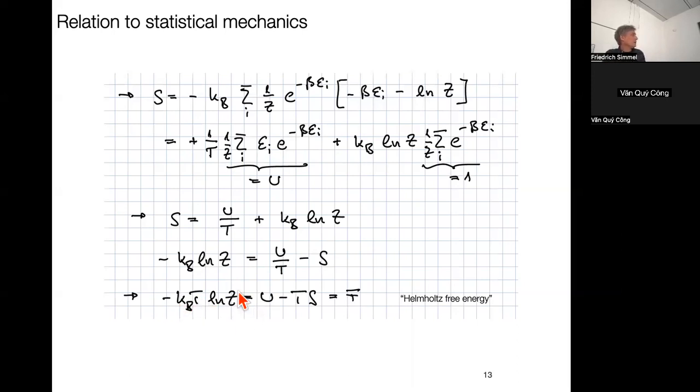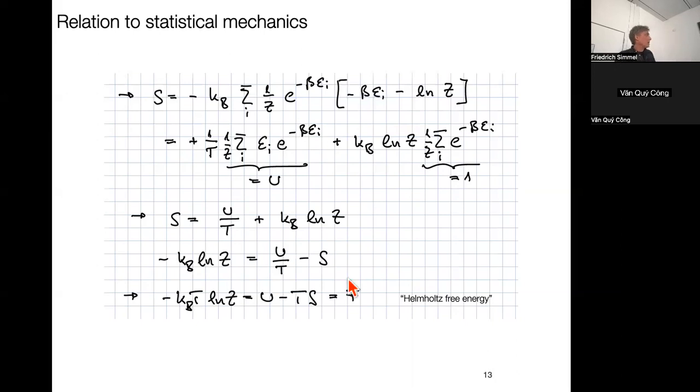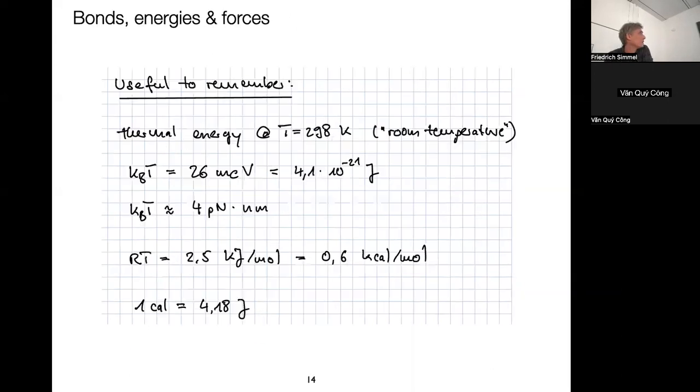This is the way the partition function is connected to a quantity like a free energy. And this is something that we probably need later on in the lecture. So just remember that F is minus kT ln of the partition function. And yeah, a few more things.